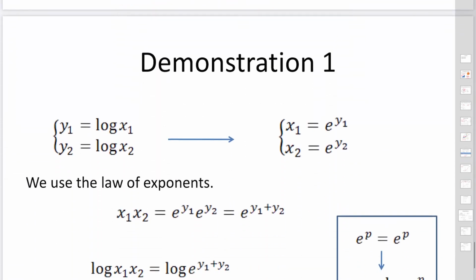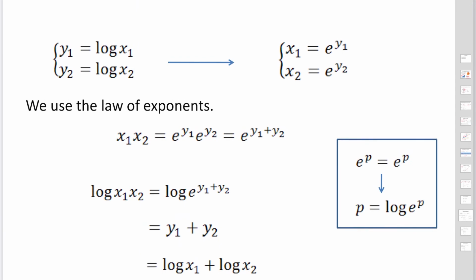So I'd like to prove this. When you consider the logarithmic functions y sub 1 equals log x sub 1 and y sub 2 equals log x sub 2, you can express x sub 1 as exponential y sub 1 and x sub 2 as exponential y sub 2. Then the product of x sub 1 and x sub 2 is expressed as exponential y sub 1 times exponential y sub 2. You can express the exponent as the sum y sub 1 plus y sub 2. Then we take the log of both sides. So this is the next line.